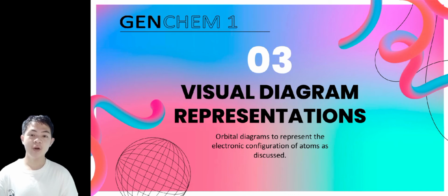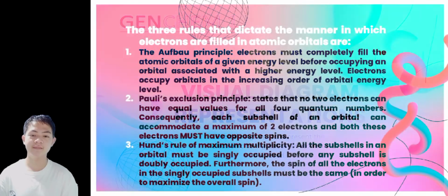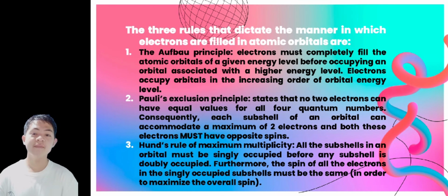But before that, we should know that there are 3 rules that dictate the way electrons are filled in atomic orbitals. First, the Aufbau principle, wherein electrons must completely fill the atomic orbitals of a given energy level before occupying an orbital associated with a higher energy level. Electrons occupy orbitals in the increasing order of orbital energy level.